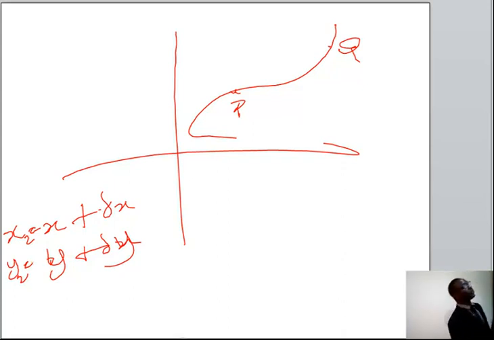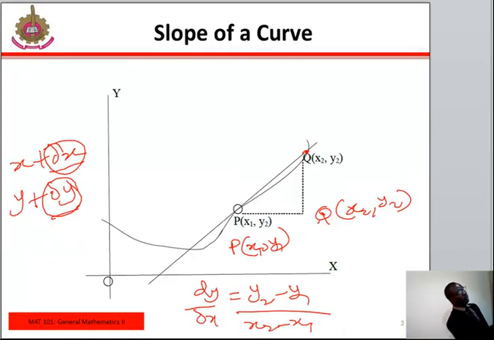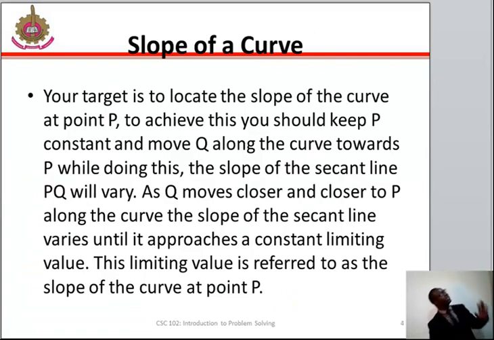Now let us go back. Your target is to locate the slope of the curve at a point P. To achieve this, you should keep P constant and move Q along the curve towards P. While doing this, the slope of the line PQ will vary. As Q moves closer and closer to P along the curve, the slope of the line varies until it approaches a constant limiting value. This limiting value is referred to as the slope of the curve at point P.